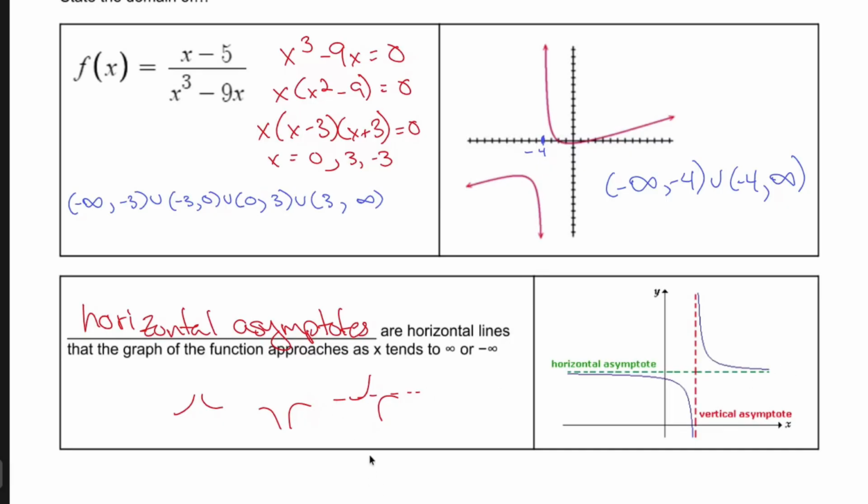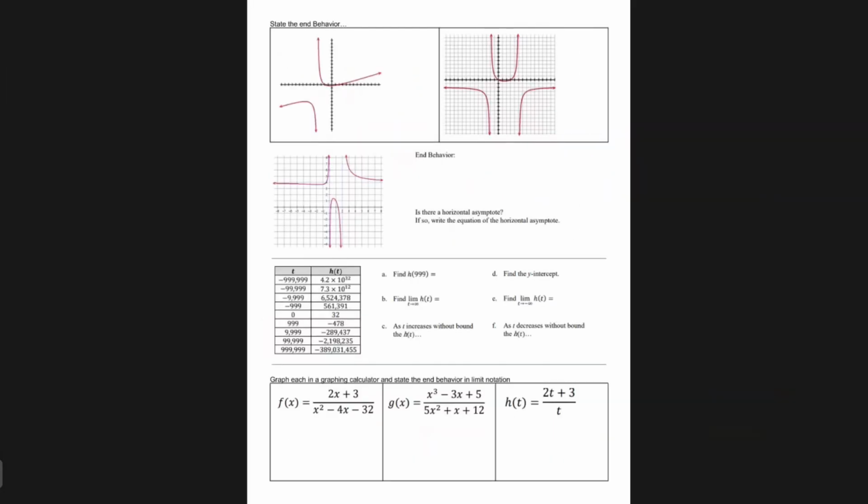And all the way to the right, it comes up here and tends towards the green line but never touches it. Horizontal asymptotes are constant flat lines, which means they're in the form y equals some number. So like this, if that was 3, this would be the line y equals 3. Okay? Horizontal asymptotes.